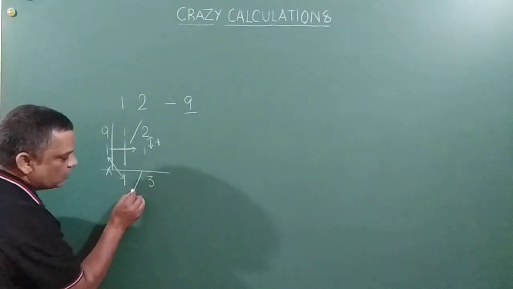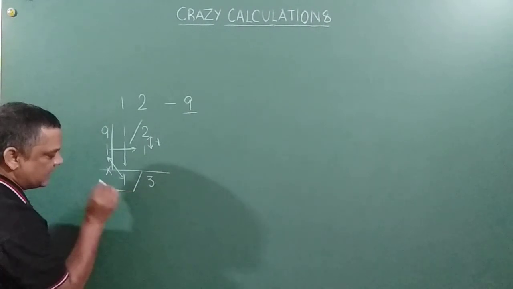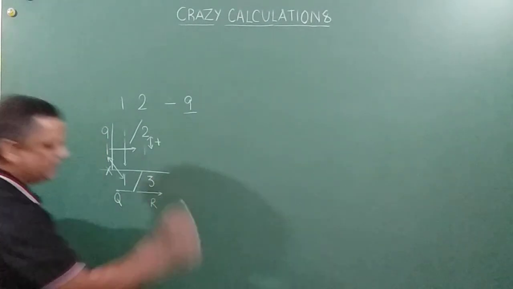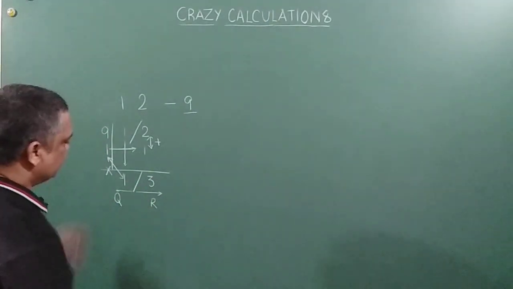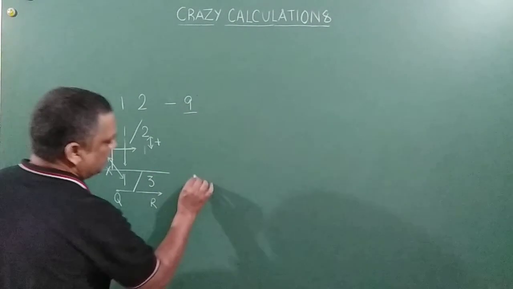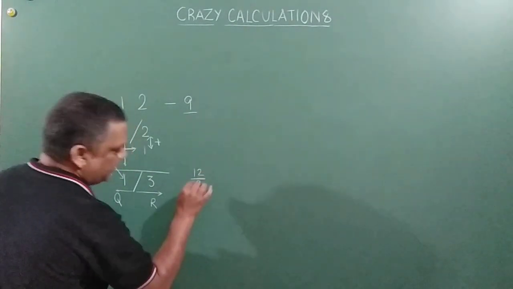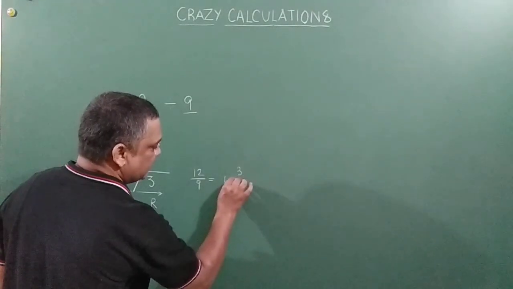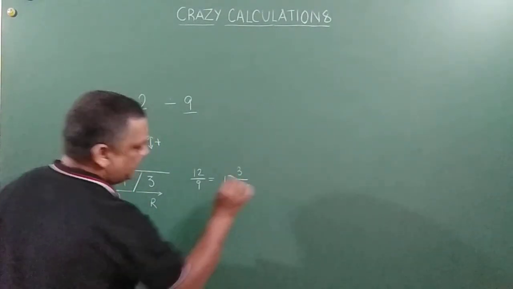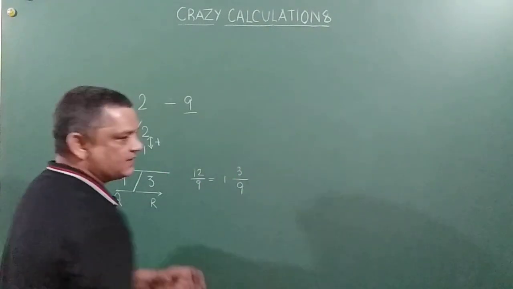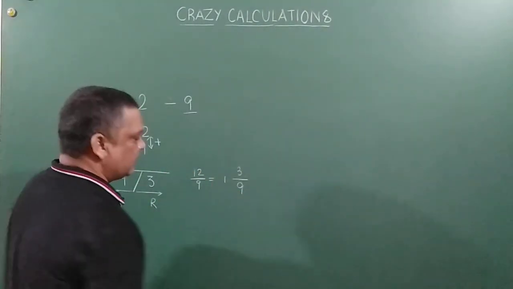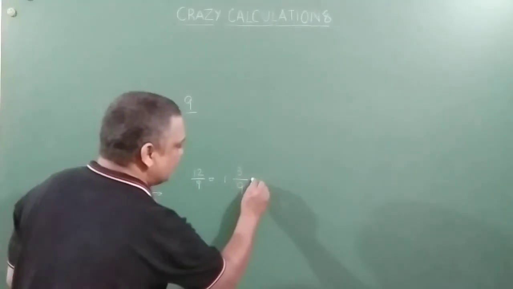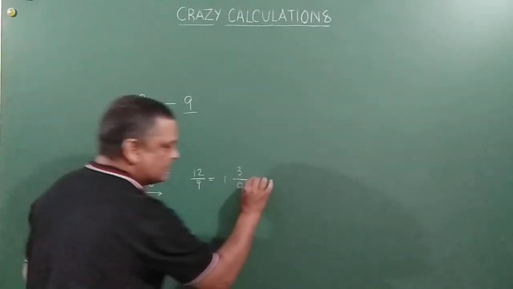Now whatever is on the left hand side of the slash is my quotient, and whatever is on the right hand side is my remainder after the division. So I can write 12 by 9 is equal to 1, where 1 is the quotient and the remainder is 3 divided by 9. Are you able to understand this? This is a mixed fraction. If you convert it into a proper fraction, you will get 12 by 9. You can leave your answer here as well.